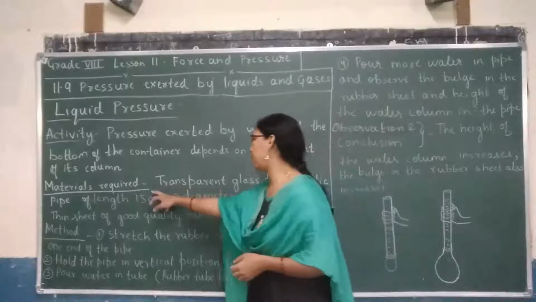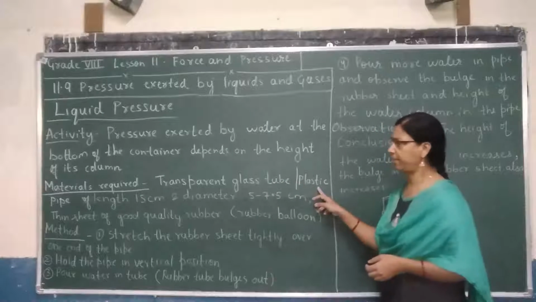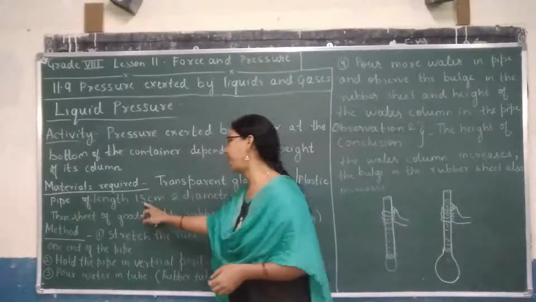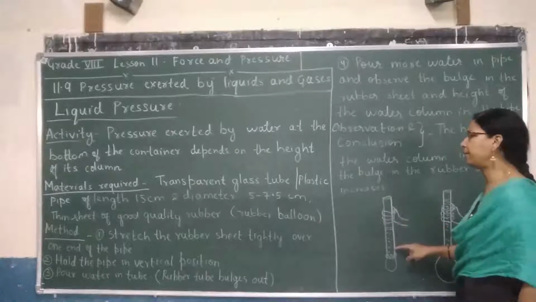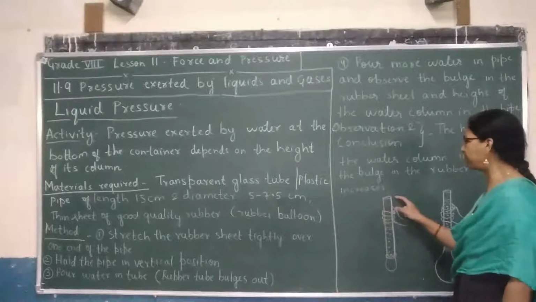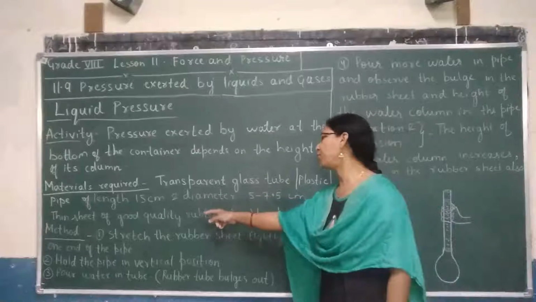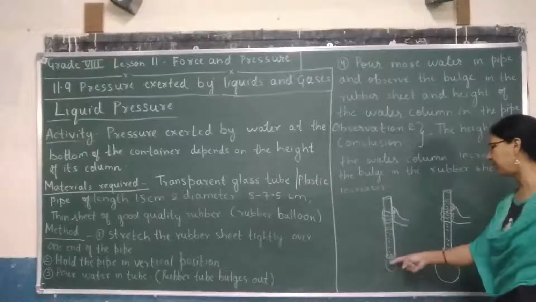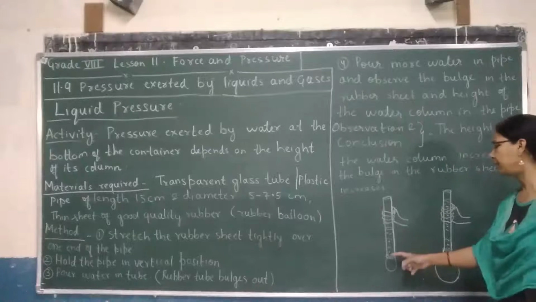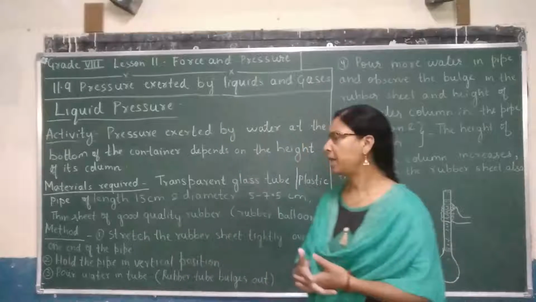The materials required are any transparent glass tube or plastic pipe. The length of the pipe should be 15 centimeter and the diameter should be 5 to 7 centimeter. Then a thin sheet of good quality rubber or any rubber balloon. For tying at the bottom we can take any good quality rubber sheet. Let us see how to do the experiment.